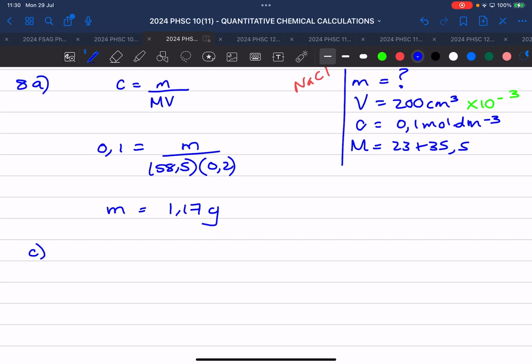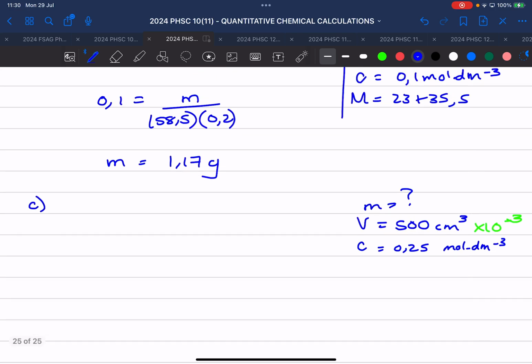Again, they ask for the mass. They give you the volume is 500 cubic centimeters. Do you work in cubic centimeters? What are you going to do? Then they give you 0.25 mole per decimeters cubed. What do they give you? And then they say of copper sulfate solution. What is this?